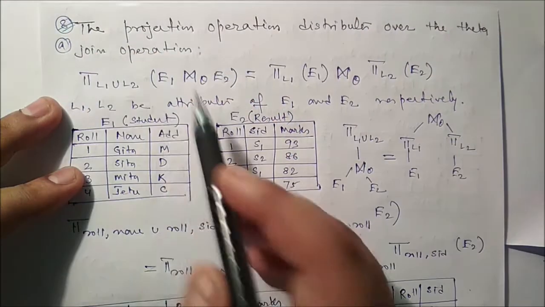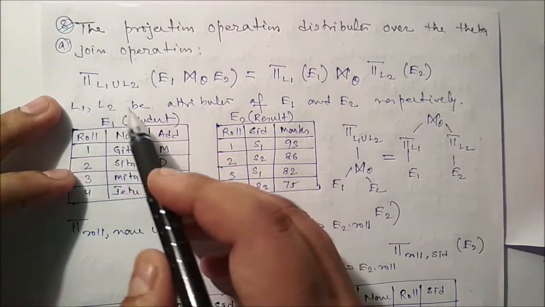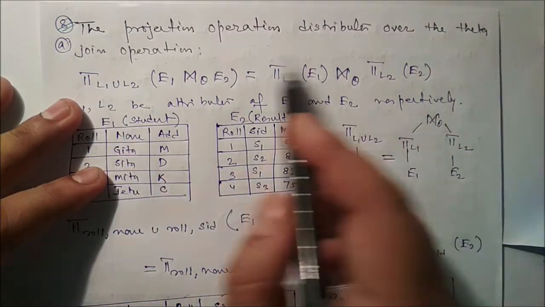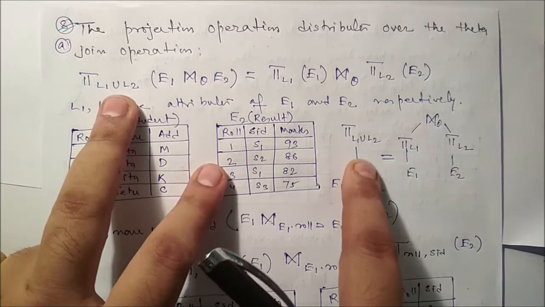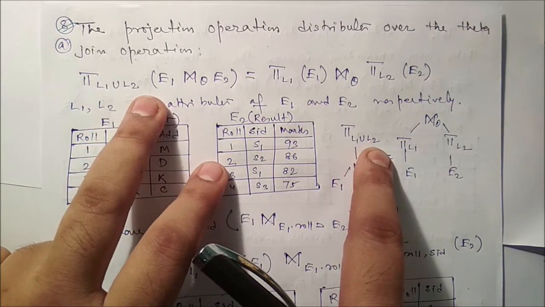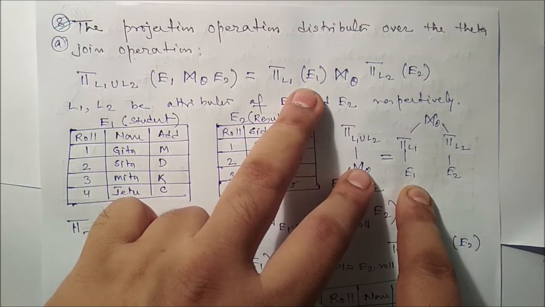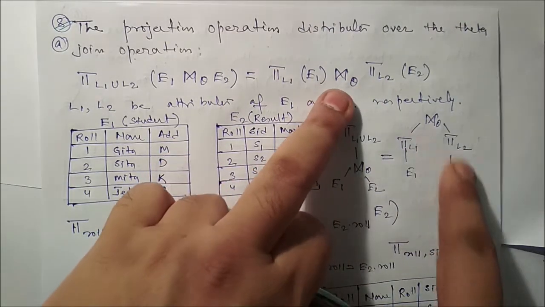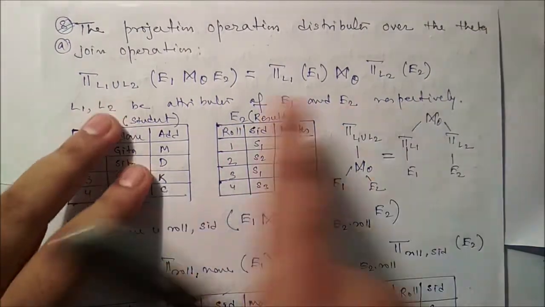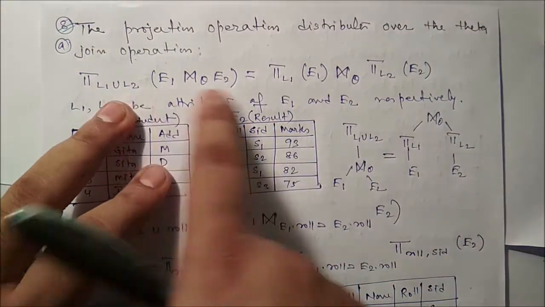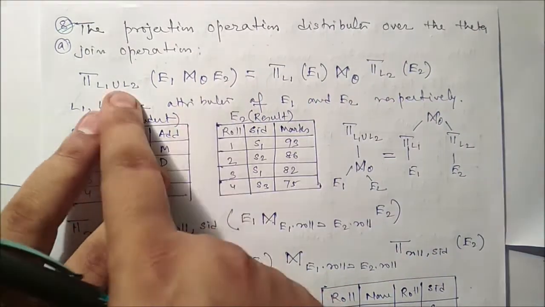Next is 8. The projection operation distributes over the theta join operation. Now here two parts are there, A and B. First of all, apply the theta join between E1 and E2, then apply the projection L1 union L2. Or what we can do, first apply the L1 projection on E1 and the L2 projection on E2, then apply the theta join. Here L1 and L2 are the attributes of E1 and E2 respectively. So L1 is the attribute of E1 and L2 is from E2. So definitely we have to apply the projection first, then theta join, instead of join first then projection.